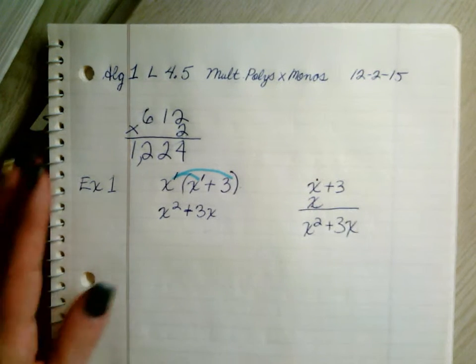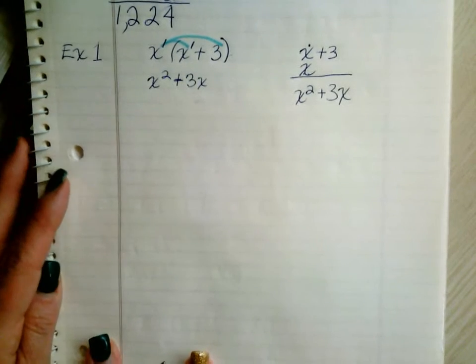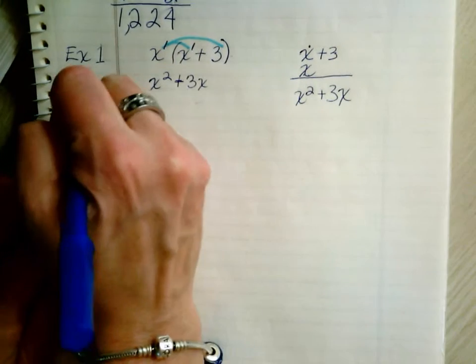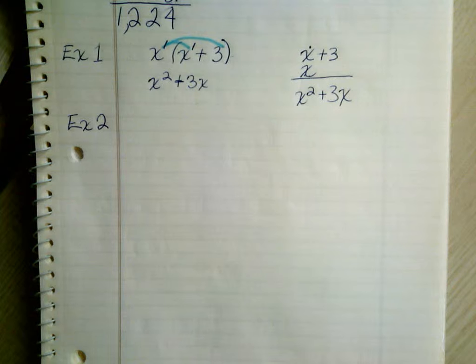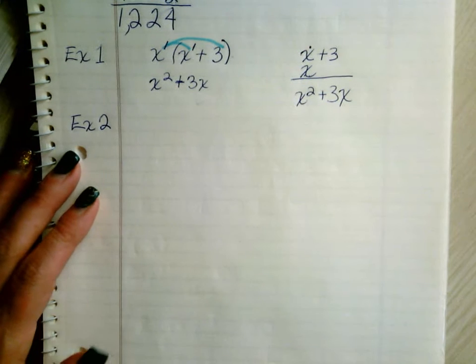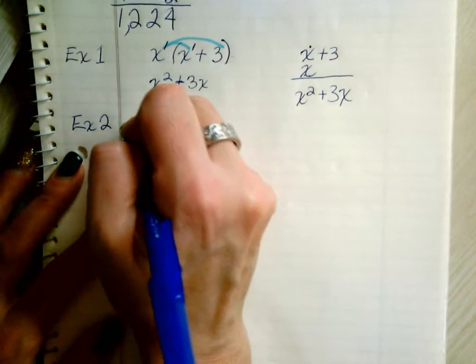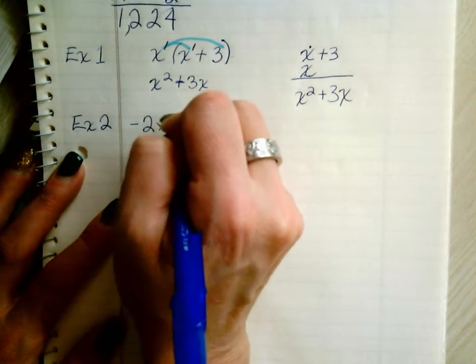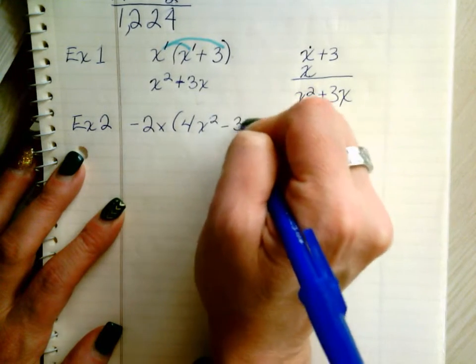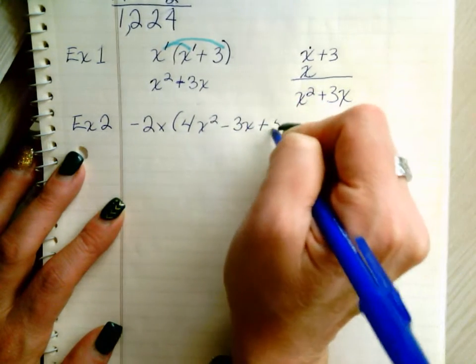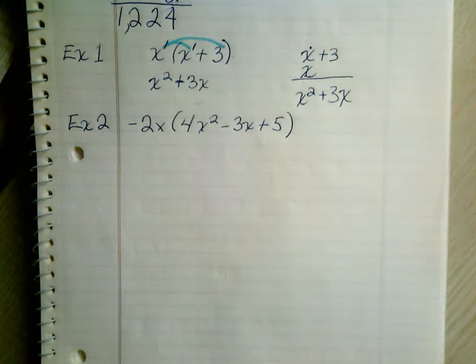Example 2, and as we continue with the lesson, it doesn't get any more difficult. It maybe gets bigger. It maybe requires you to multiply a bigger number by a monomial, but the steps don't change. Example 2 is negative 2x multiplied by 4x squared minus 3x plus 5. I happen to like the distributive method, but you can, of course, do the stack method too.